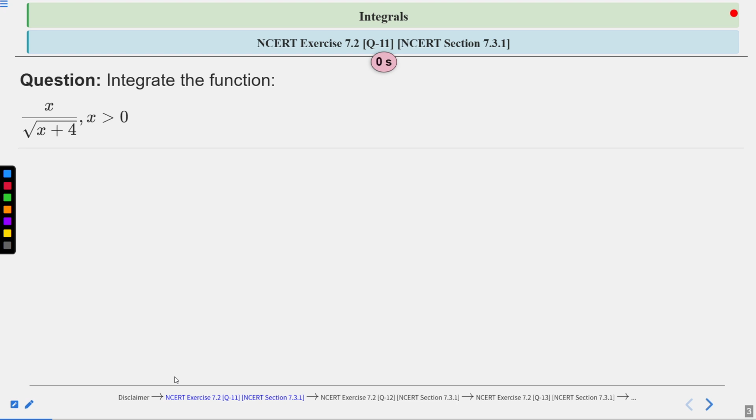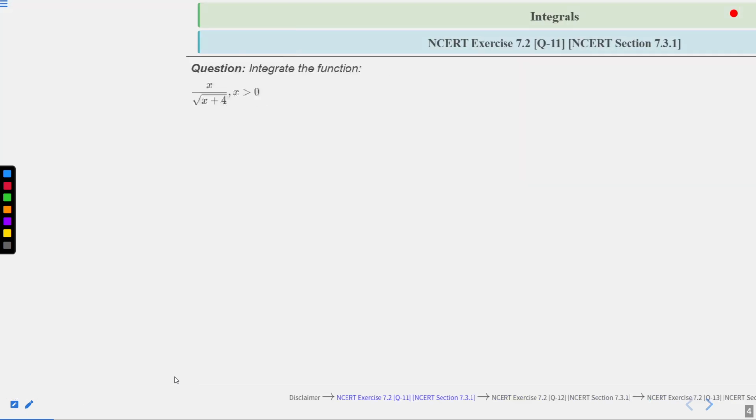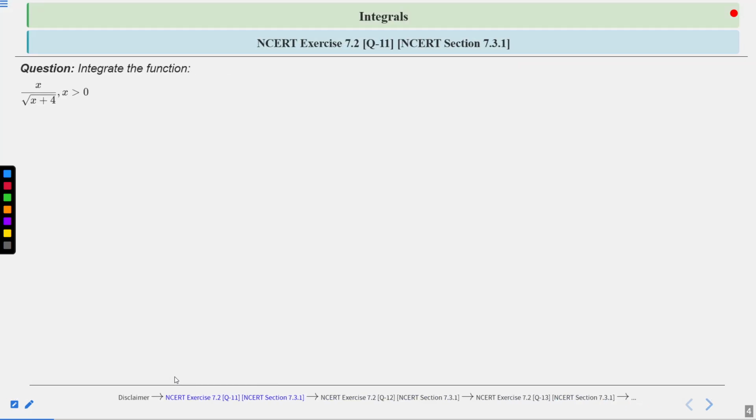Hope you all have attempted this. Let us see how we can solve this one. Our question is to integrate the function x upon root over x plus 4 when x is greater than 0. The correct answer is 2 by 3 root over x plus 4 into x minus 8 plus c. Let us see the solution part.